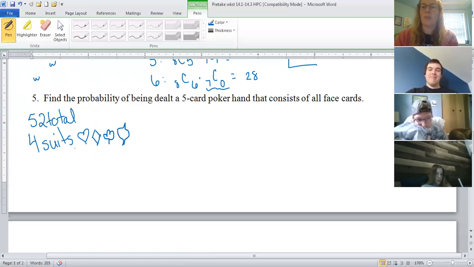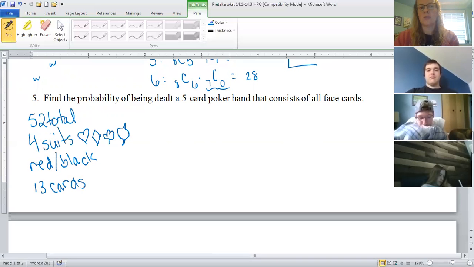And then 2 of them are red and 2 of them are black. So you have red and black colors. And then if you take 52 and divide it by 4, you get 13. So there's 13 cards in each suit. 13 cards per suit. I guess I'll write it like that. Okay. So that's just some basic background information.